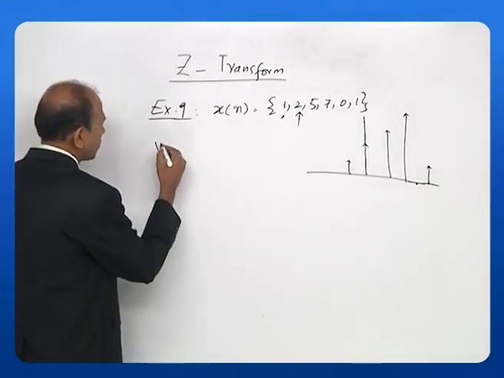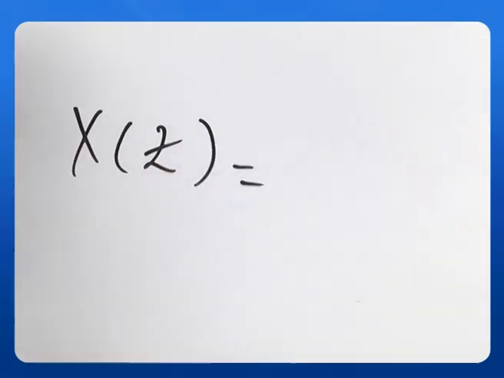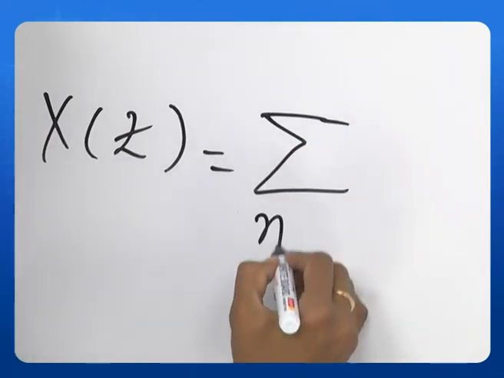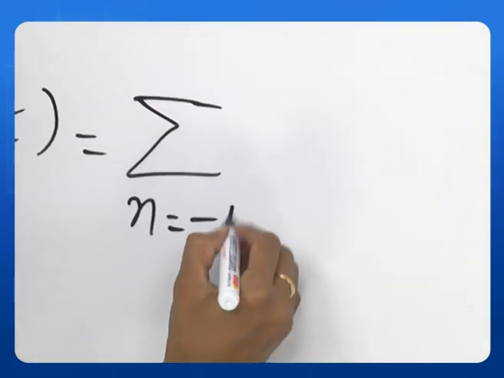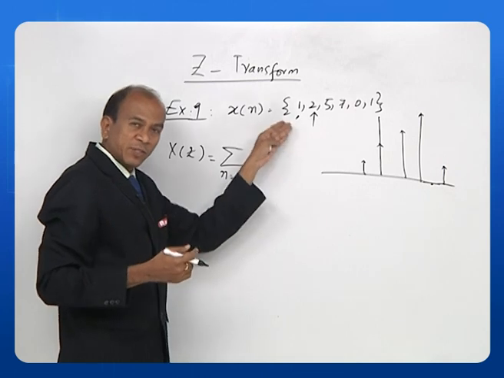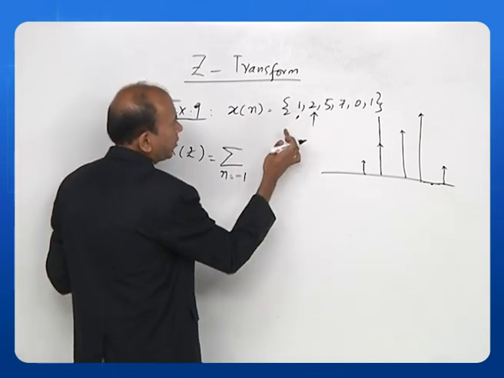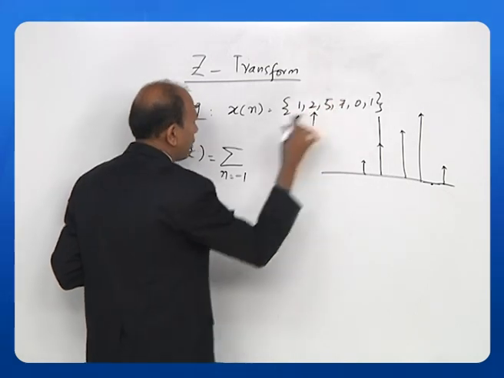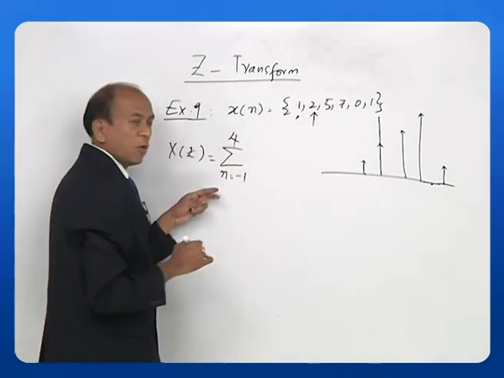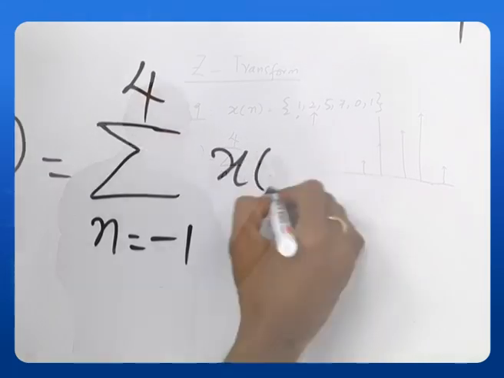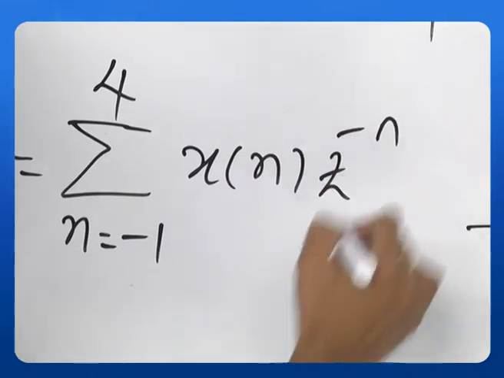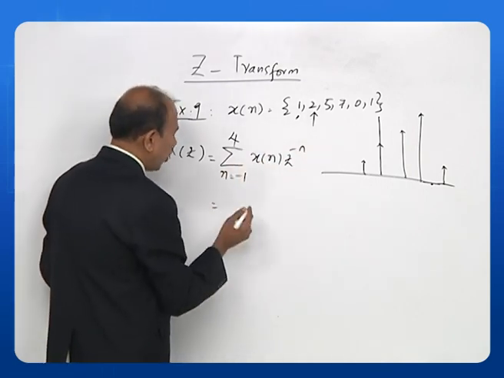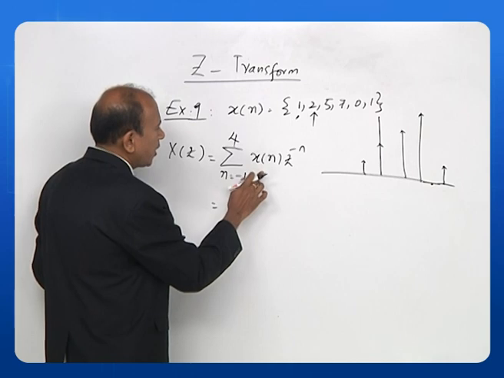So, we have to calculate x of z. We have identified what are the different values present in summation. So, now n is equal to, you are starting from minus 1, because this is the first point after 0, this is minus 1, and then you can count minus 1, 0, 1, 2, 3, 4. So, this goes up to 4, and then here x of n z to the power of minus n. Let us substitute these values directly. It is a simple problem. So, what I have to do is just take the summation. So, here what is x of n?